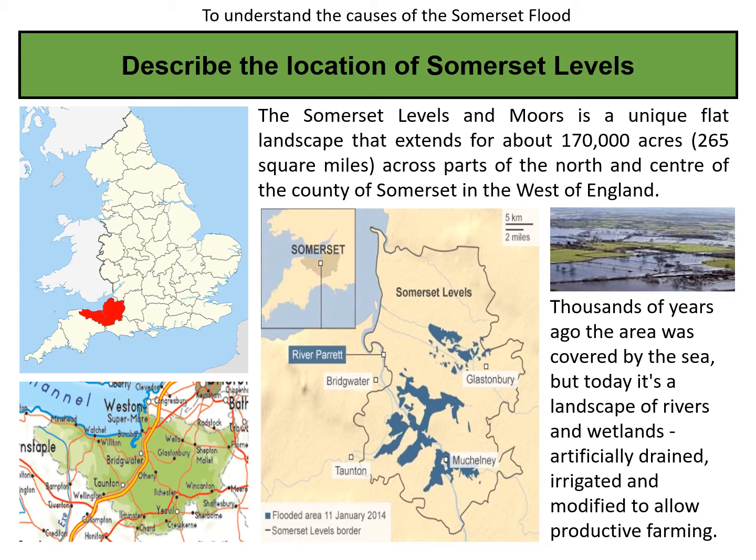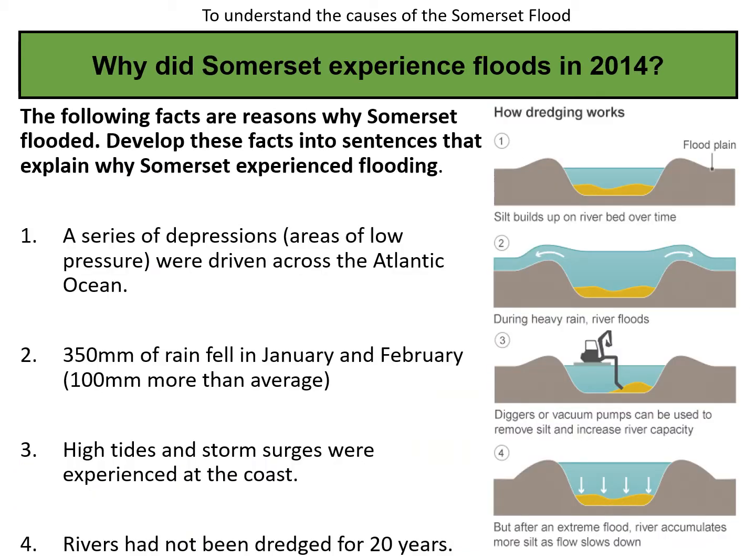so that will cause complications. And that extends for about 265 square miles across the north and centre of the country, and Somerset is in the west of England. Now, thousands of years ago, this area was actually covered by the sea, and you can see that in this image here. But now they have artificial drains, irrigation and modifications to allow productive farming, but flooding is still a problem. So make sure you've got some notes from this slide.